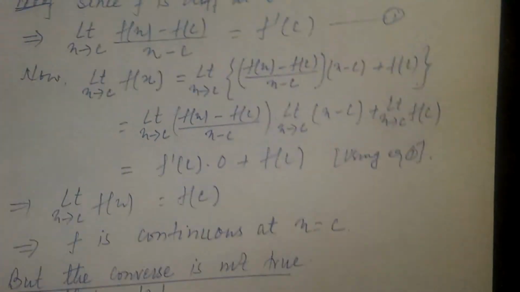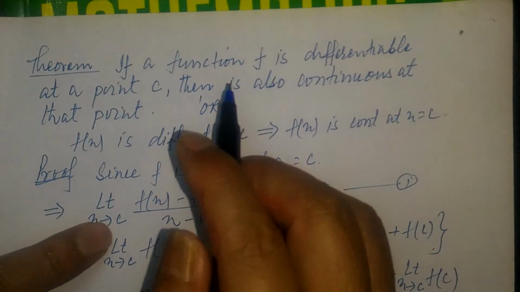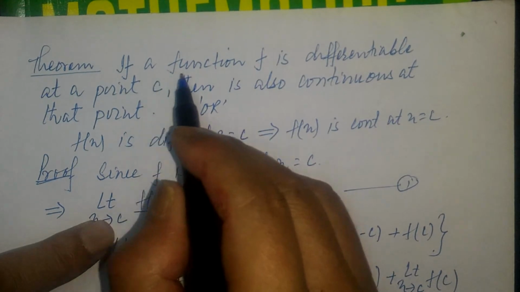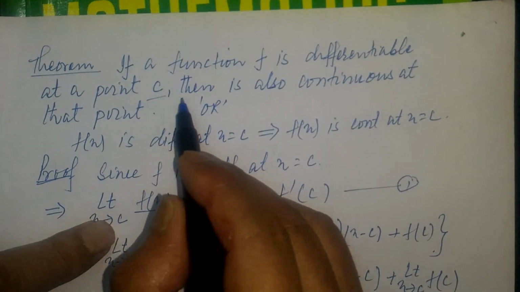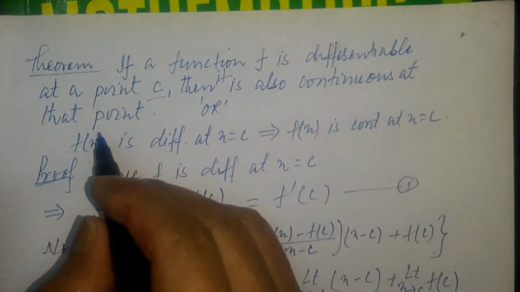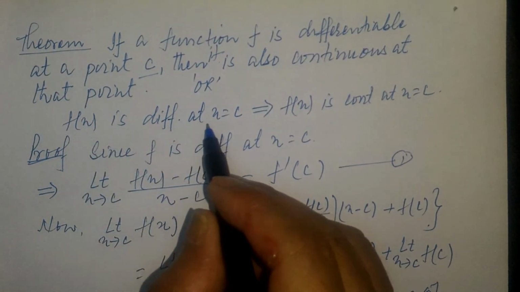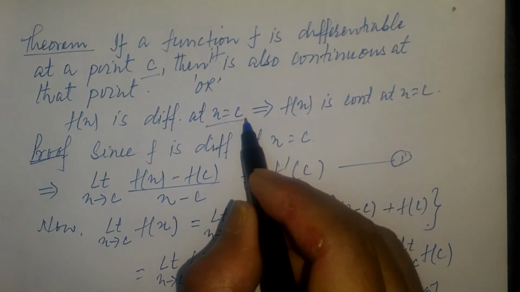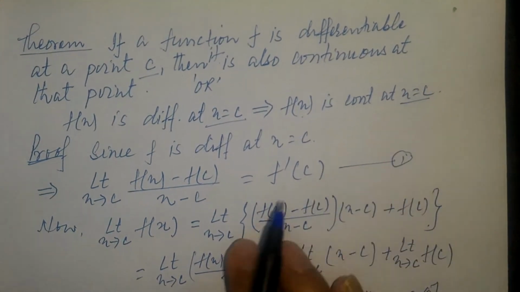Now there is a very important theorem on the derivative. If a function is differentiable at a point x equal to c, then it is also continuous at that point. In short, we can say if f is differentiable at x equal to c, it implies f is continuous at x equal to c.